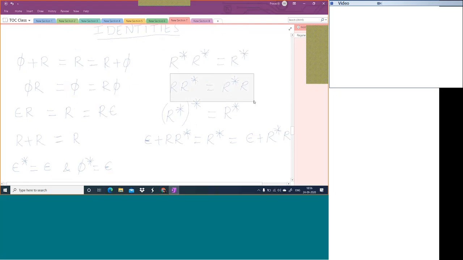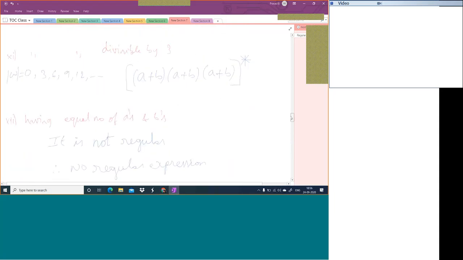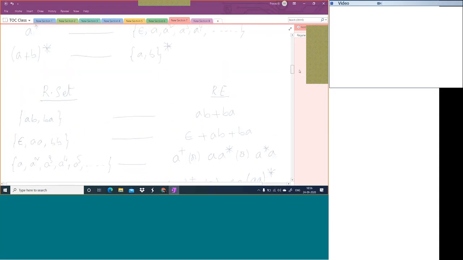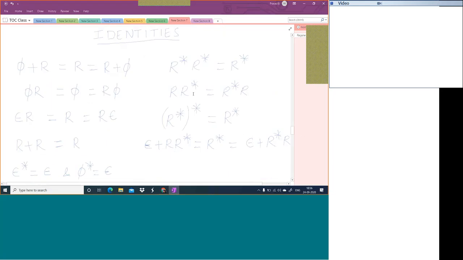And r star is equal to r star r, or simply you can say r plus, which we have done earlier. This a, a square, a cube, and so on, this is a plus, or a star. So similarly, r plus is r star r, or simply r r star.